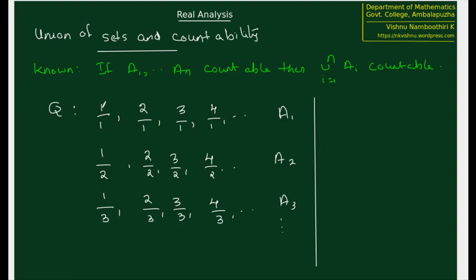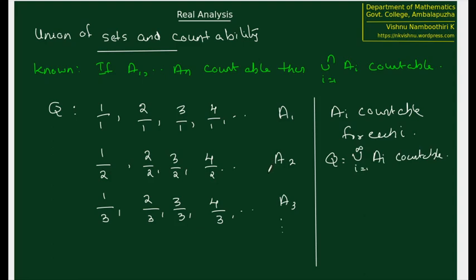Therefore we have many sets like this, and considering all these sets, we have all these sets are countable because we know that 1, 2, 3, 4 we are counting. 1, 2, 3, 4 we are again counting. So A1, A2, A3 are all countable. So Ai is countable for each i. This is clear. And Q, the set of all rationals, equals the union i from 1 to infinity Ai, which is also countable.